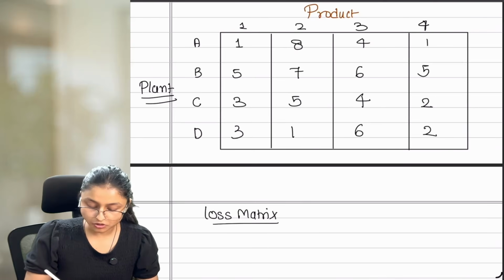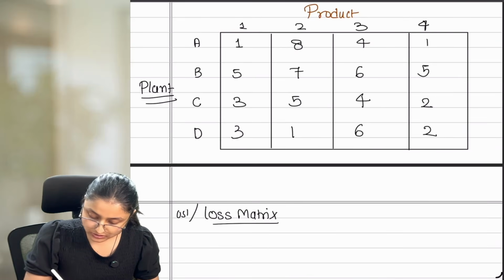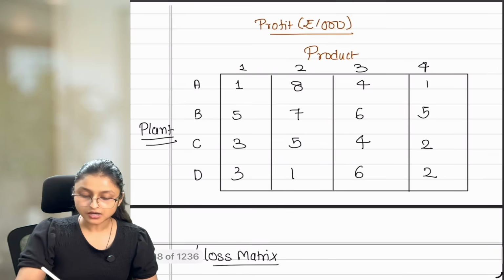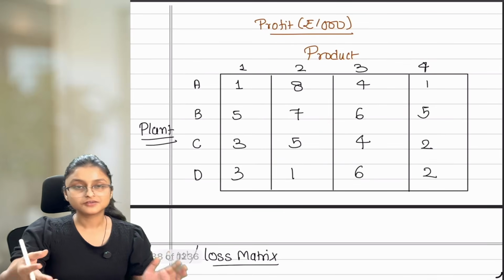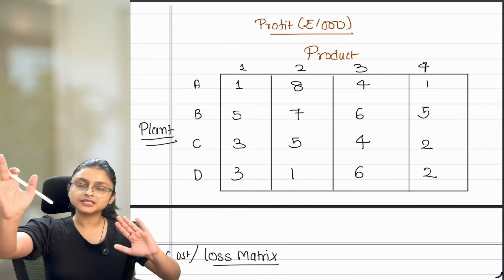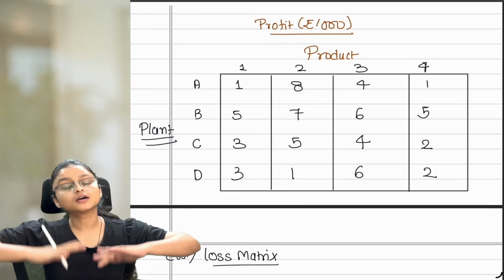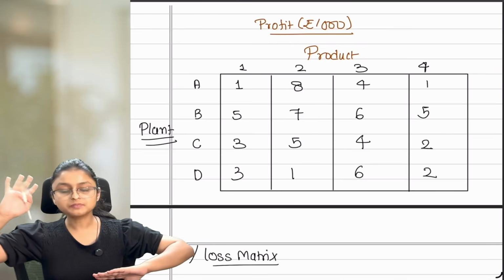Why are we calling it a loss or cost matrix? Because now it is a minimization question. Earlier it was a profit question. We reduced the profit from the highest profit to convert it to a minimization question. Now what will be our aim?